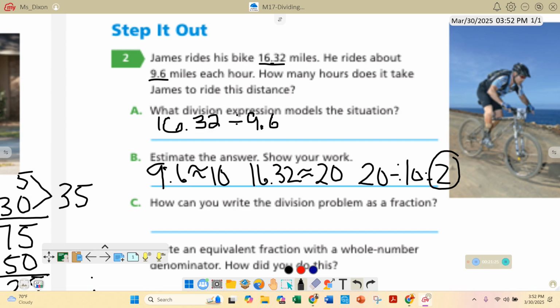All right. How can you write the division problem as a fraction? Okay. So that's going to be 16 and 32 hundredths over 9 and 6/10.